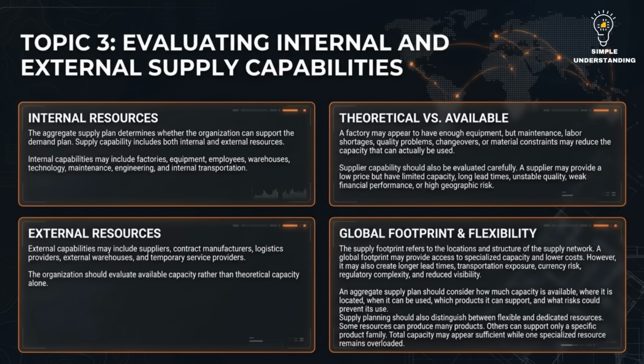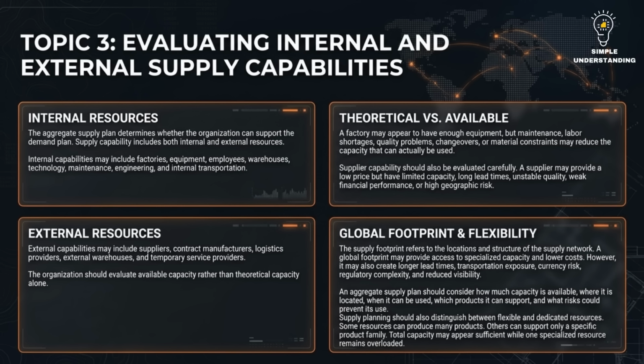Topic 3. Evaluating internal and external supply capabilities. The aggregate supply plan determines whether the organization can support the demand plan. Supply capability includes both internal and external resources. Internal capabilities may include factories, equipment, employees, warehouses, technology, maintenance, engineering, and internal transportation. External capabilities may include suppliers, contract manufacturers, logistics providers, external warehouses, and temporary service providers.